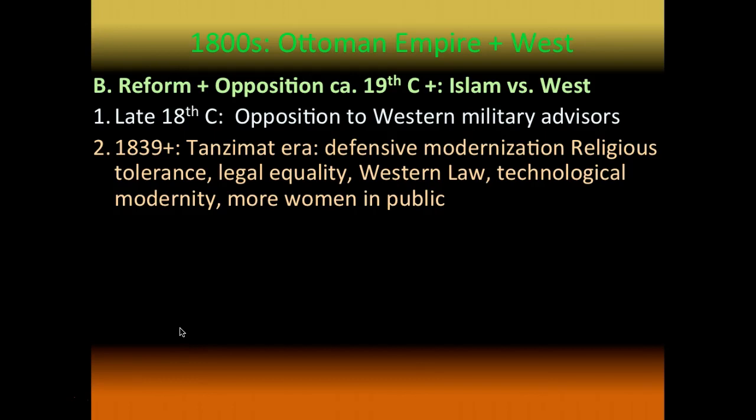Starting in 1839, however, the Ottoman state engaged in widespread reform that was really quite defensive modernization, and this was called the Tanzimat era. Importantly, the Ottoman leadership established a lot of religious tolerance and legal equality for all people. And this is kind of interesting because you see a lot of influence that Napoleon had on creating more tolerance and equality for other members of a state within an empire.